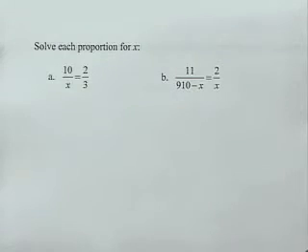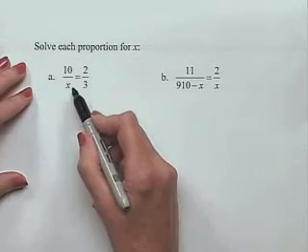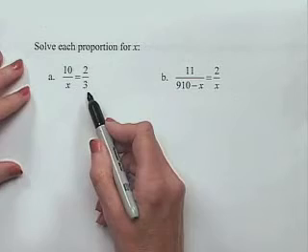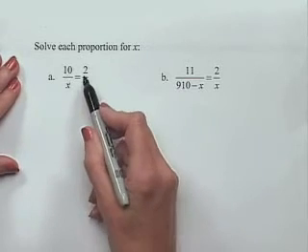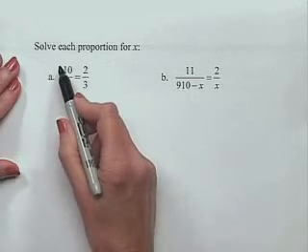Now let's look at solving proportions for our next problems. Solve each proportion for X. In part A, we have 10 over X equals 2 over 3. It's a proportion because we have a fraction equals a fraction. To solve the proportion, we'll cross multiply.